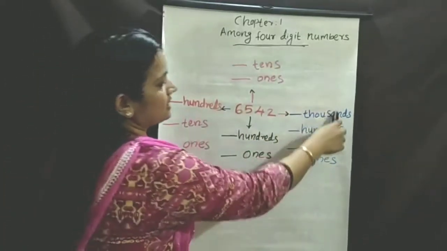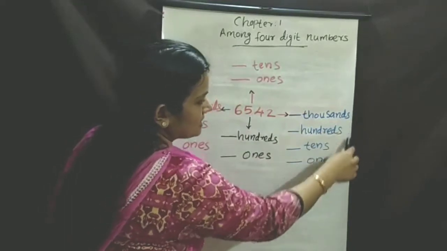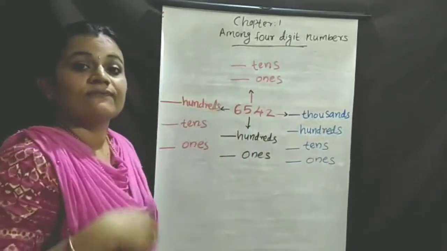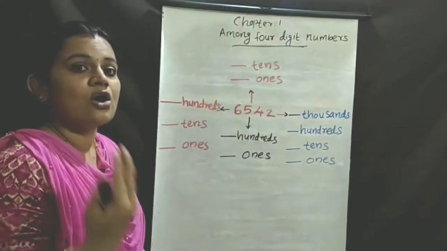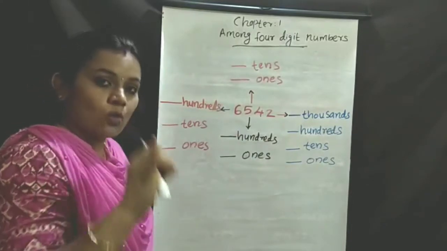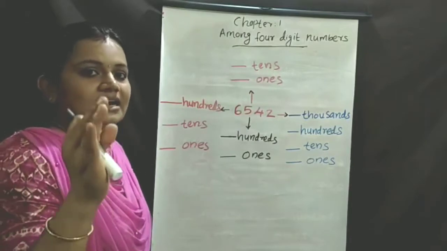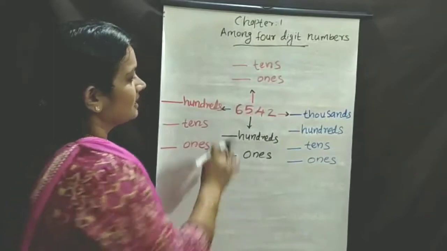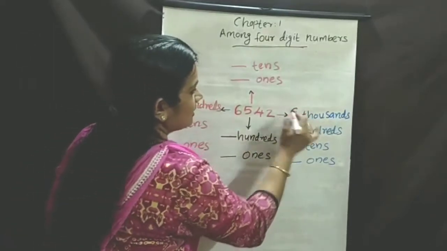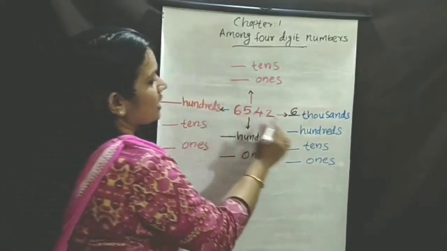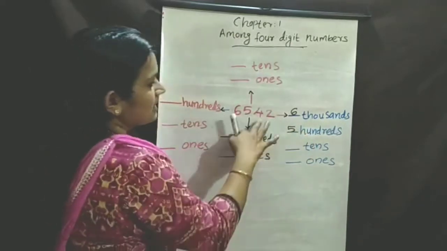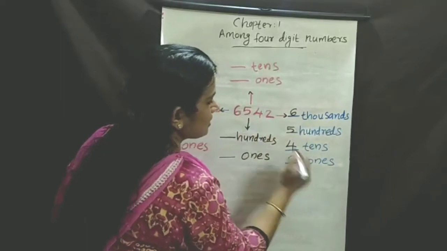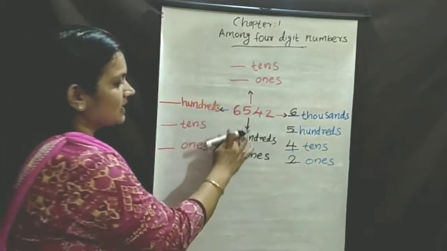Okay, first you check this. How to write all the places as given. Thousands, hundreds, tens, ones. We already learned the place values of 4-digit numbers: ones, tens, hundreds, thousands. How to write this? Then 6,000, we already learned that. Then 5 hundreds, then 4 tens, 2 ones.